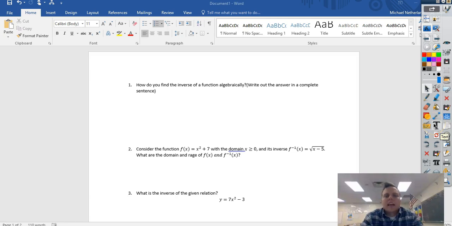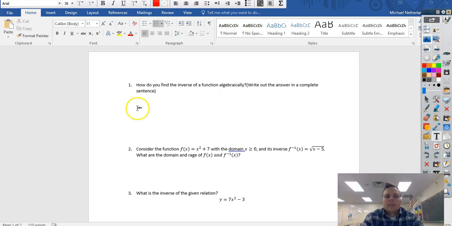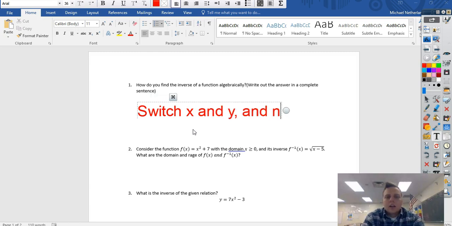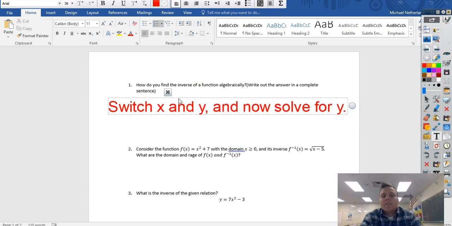Question number 1 says, how do you find the inverse of a function algebraically? It says to write out the answer in a complete sentence. Well, all you do is switch x and y, and now solve for y. That's it. For this problem, all you have to do is write that out. But even when you're finding inverses of functions, all you ever have to do is switch the x and y and then solve for y again.